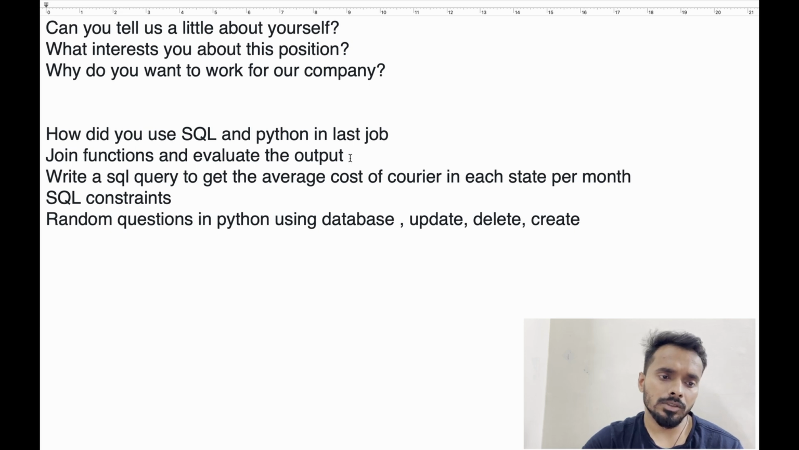And there was a theoretical question regarding SQL constraints. You can go through the internet and learn about SQL constraints. And there were some random questions on Python database. Basically he was trying to know whether I had worked on Python or not. He made me create a table, and he made me update data and delete some of the rows in the database. These questions were not written in a compiler or something like that. They were written in a notepad he gave.